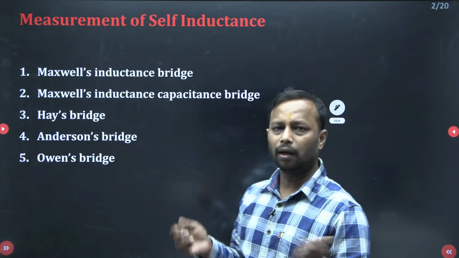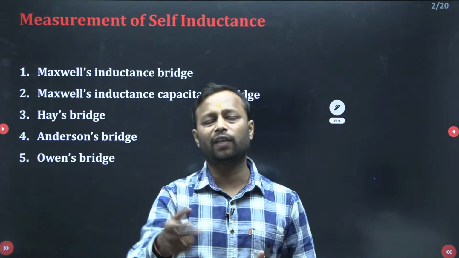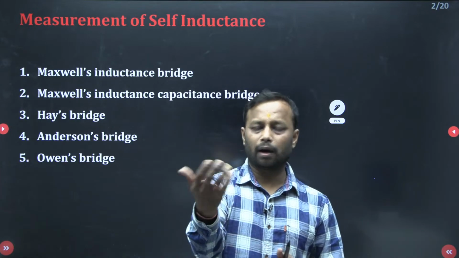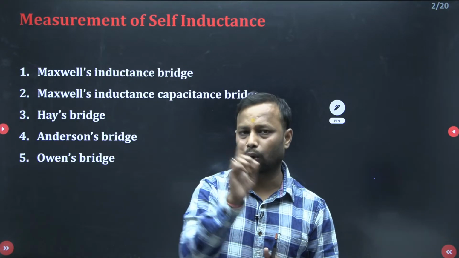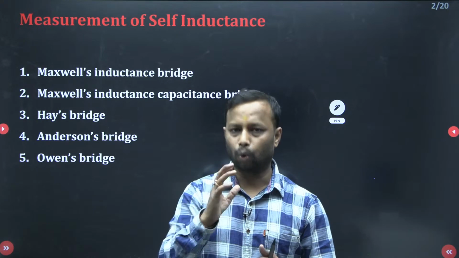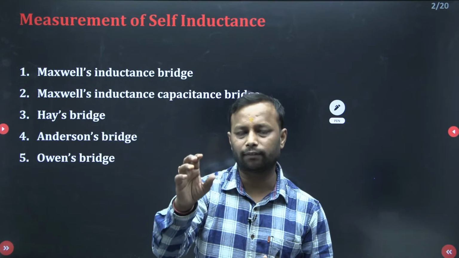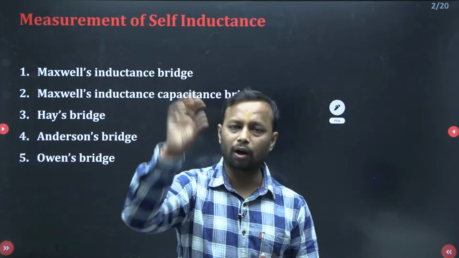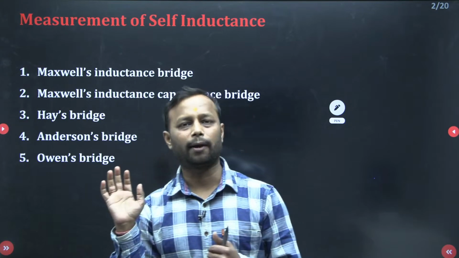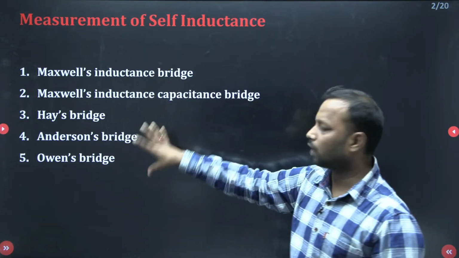So what is a coil? A coil is a combination of resistor and inductance. A coil cannot be said to be purely inductive. Coil implies that it has the inductance, or inductor, along with the resistance. So these are the bridges which are used to measure the inductance of a coil.